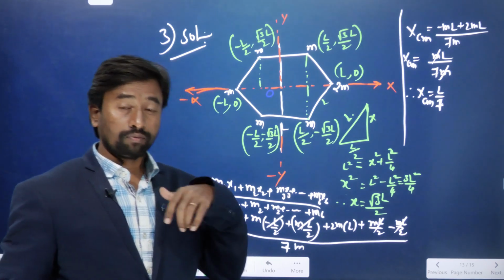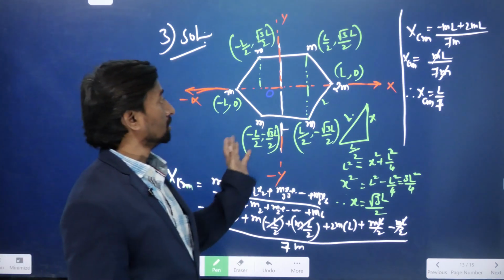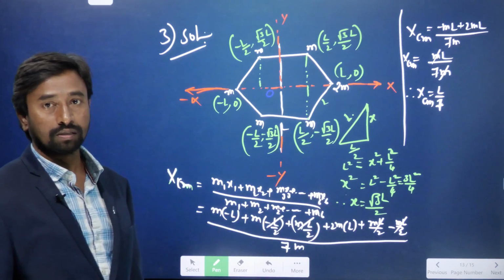L by 7. So we got the positive value, it will be shifted towards the positive x-axis.